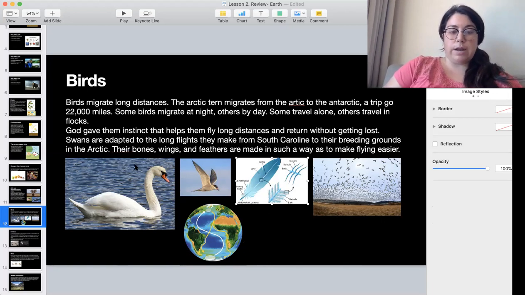Swans, like this bird, are adapted to the long flights they make from South Carolina to their breeding grounds in the Arctic. Breeding grounds means when they have babies. Their bones and wings and feathers are made in such a way as to make flying easier because their bones are really light.